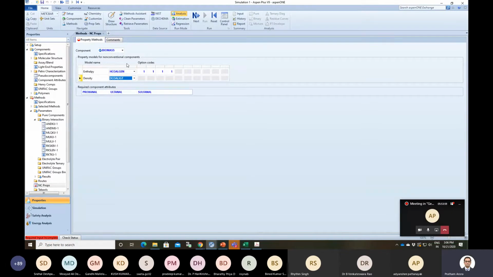The definition, if you want it, you can go and read about them. It's easily available. And you can change these options as you can see, 1, 1, 1, 1. And these are basically giving you how the enthalpy of this biomass will be calculated and how the density of this biomass will be calculated. And the inputs that it would require would be proximate analysis, ultimate analysis, and sulfur analysis. So these are the things we already have as input.